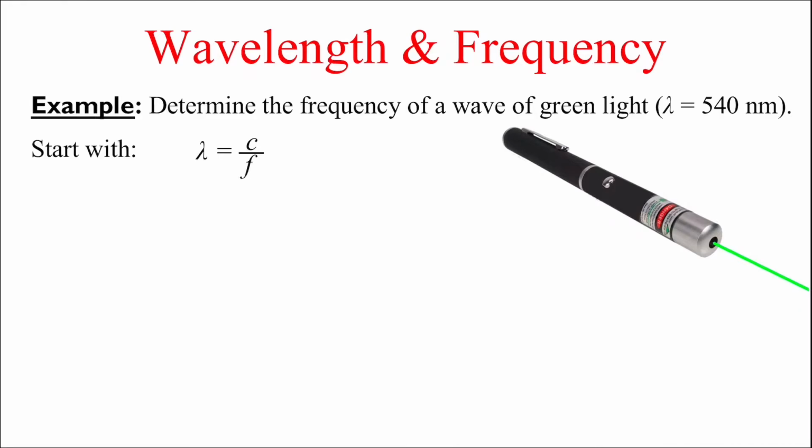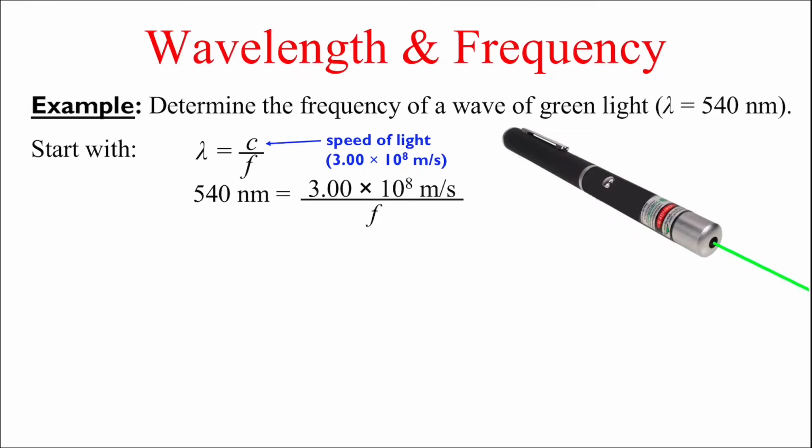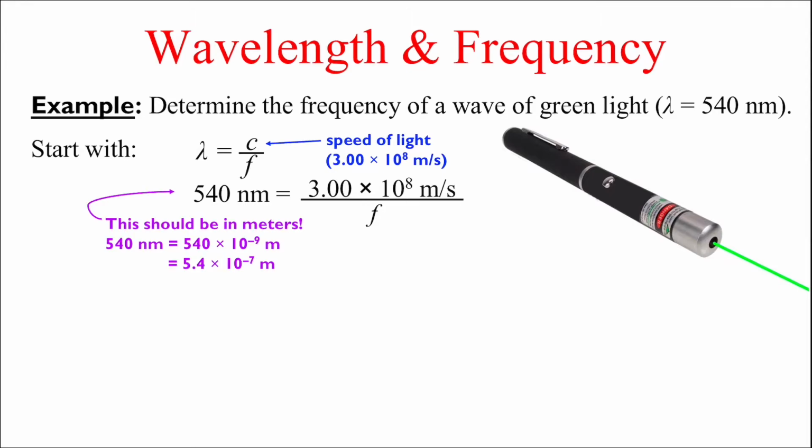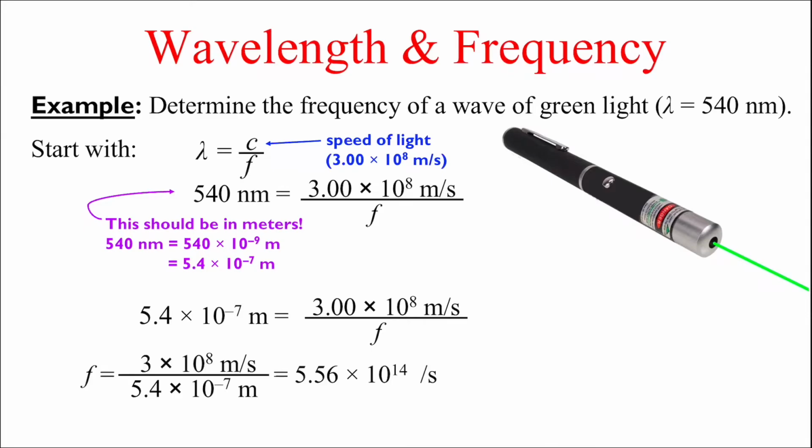So we start with the equation lambda equals c over f, where c is the speed of light. We know the values for our wavelength and for the speed of light, so we replace those variables with their values to get 540 nanometers equals 3 times 10 to the power of 8 meters per second divided by the frequency. But remember that the wavelength should always be given in meters. So 540 nanometers is about 5.4 times 10 to the power of negative 7 meters once we have reduced the value. So now we have 5.4 times 10 to the power of negative 7 meters equals the speed of light divided by the frequency.